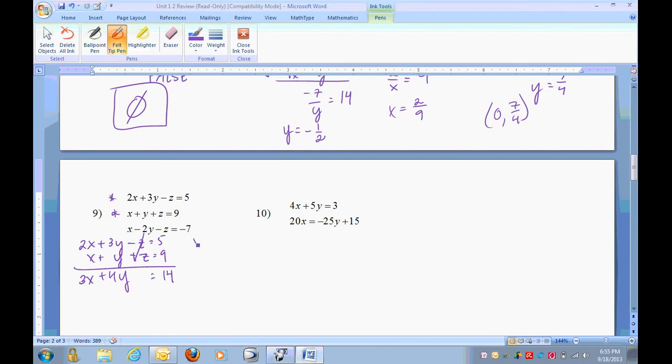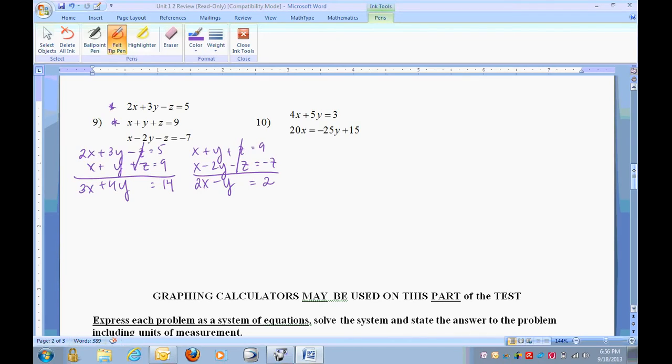Now I can take my second and third equation, x plus y plus z equals 9, and x minus 2y minus z equals negative 7. And notice that the z's eliminate again, and I end up with another equation with x and y in it, which gives me 2x minus y equals 2. So now I have two equations with two variables in them, so I can set up a system with those: 3x plus 4y equals 14, and 2x minus y equals 2.